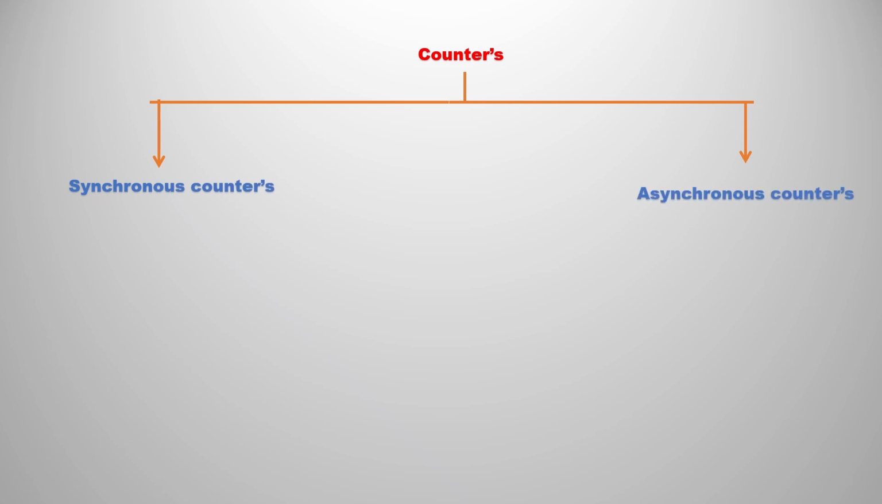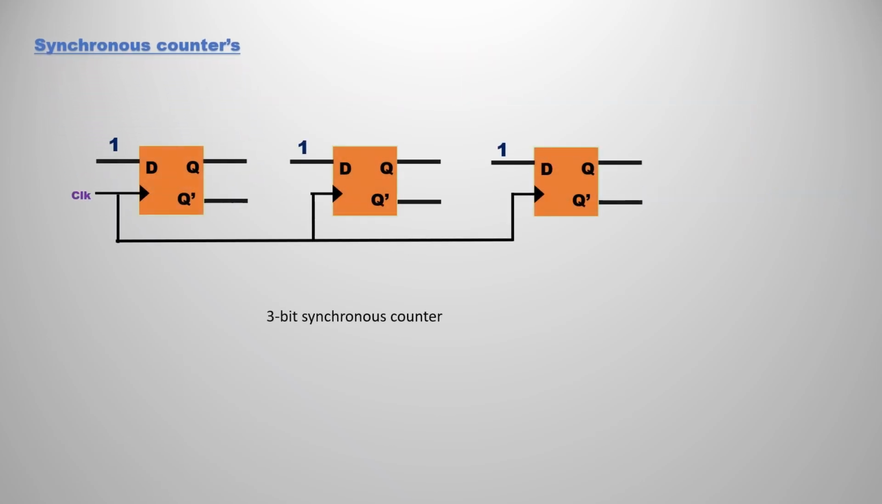So let's have a quick overview. In counters we have two parts, synchronous counters and asynchronous counters. In the previous video we discussed them in brief, and in this video we are going to discuss them in detail. What is meant by synchronous counters? Synchronous counters are nothing but just the changes in the clock signals. That's it. Just on the basis of the clock we can decide whether it is a synchronous or asynchronous counter.